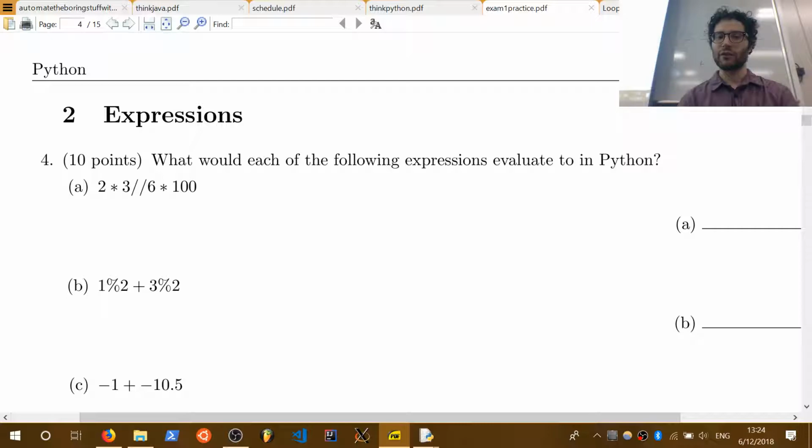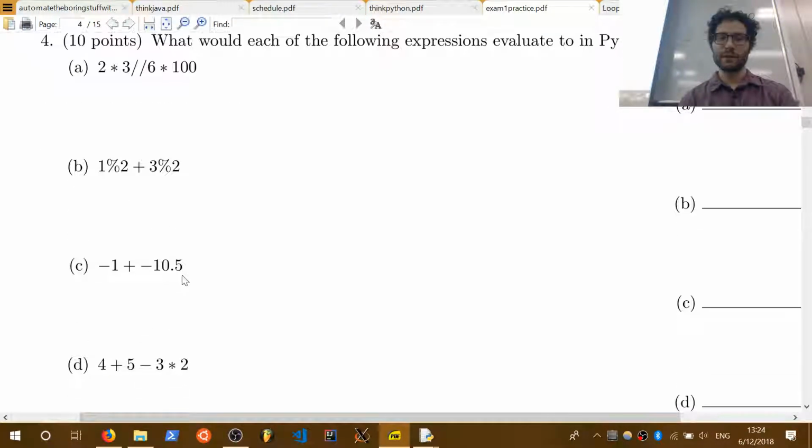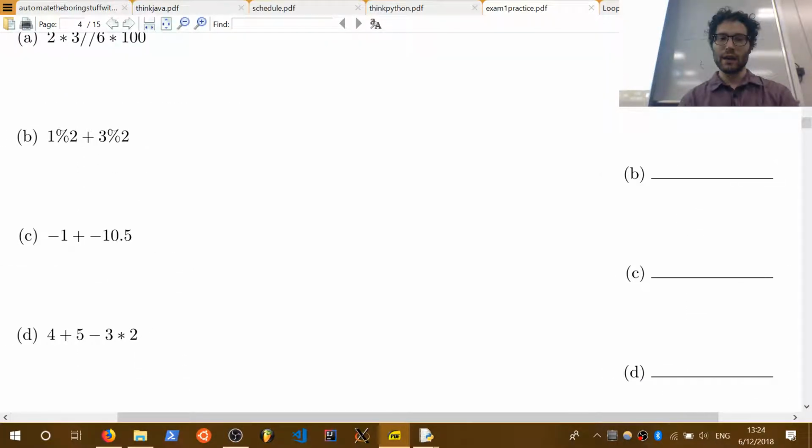1 mod 2 plus 3 mod 2. So 1 mod 2, that's the remainder after 1's been divided by 2. So 1 plus the remainder after 3 being divided by 2. So 1 plus 1 is 2, right? So this one's fairly straightforward. Next, -1 plus -10.5. Here I'm just making sure you don't write down error, and remember that integers get converted into floats. So we've got -11.5.